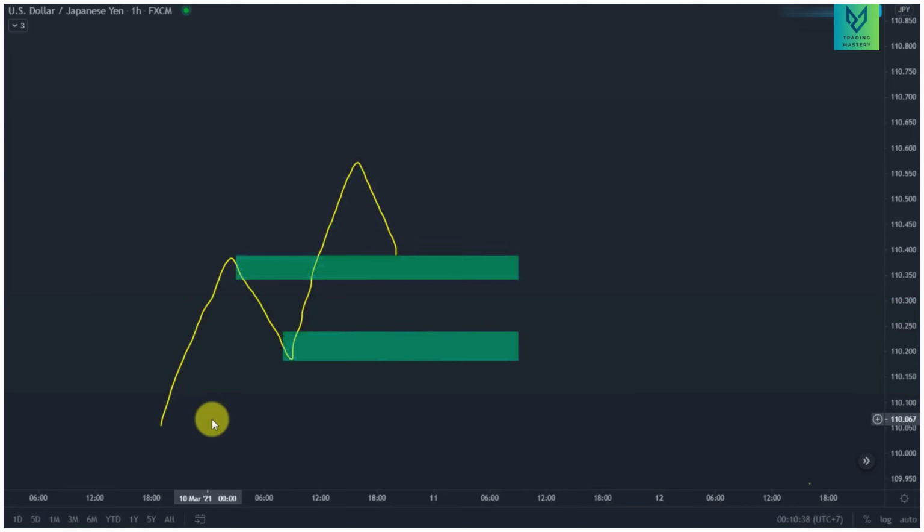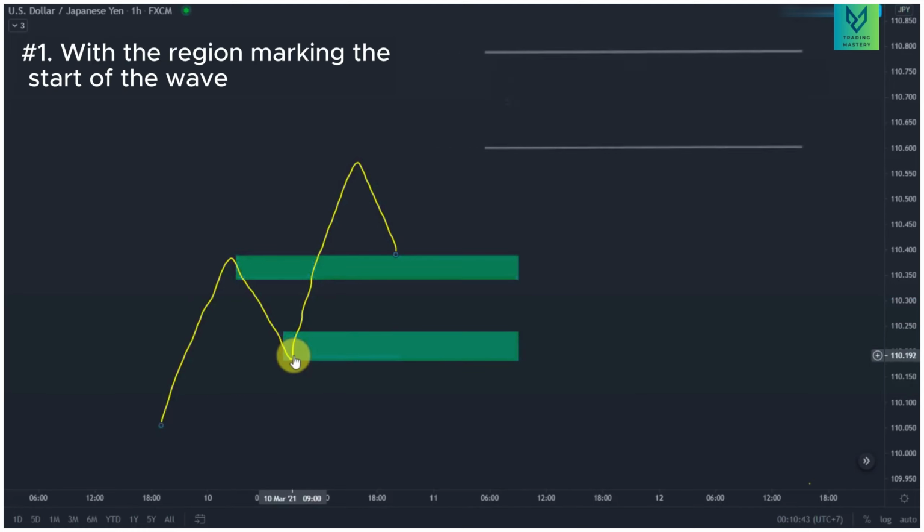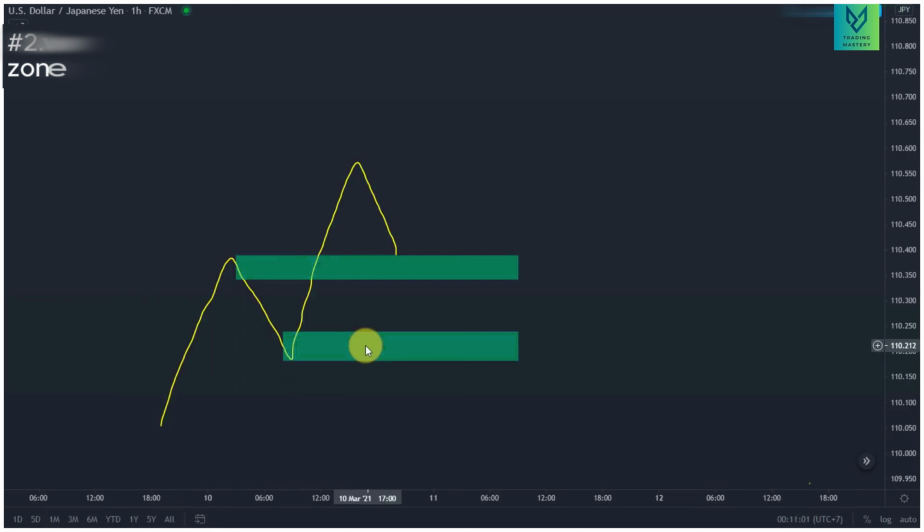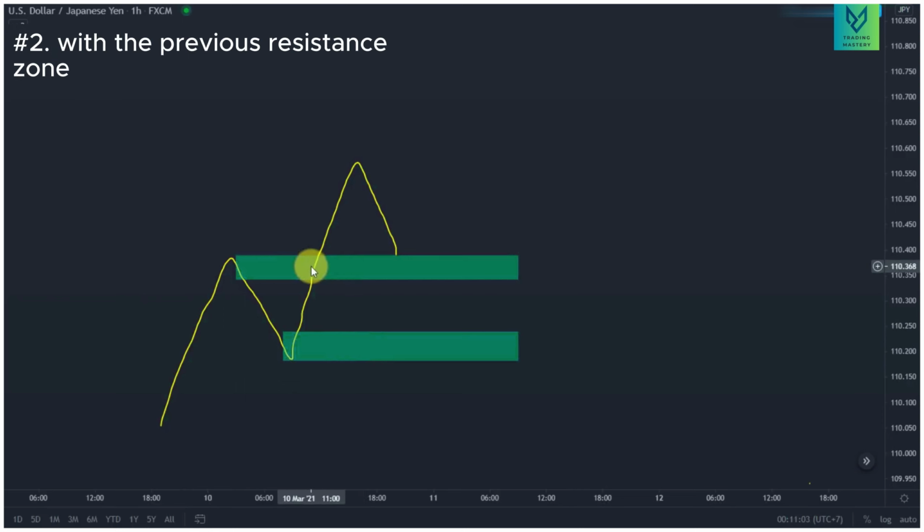Why are there two potential buying zones? For the beginning of a wave, it represents the transition zone from a downtrend to an uptrend. It means shifting from the dominance of sellers to the dominance of buyers. That's how it pushes the price up. Therefore, when the price returns to this zone, the buying side will tend to continue aggressively and buy.